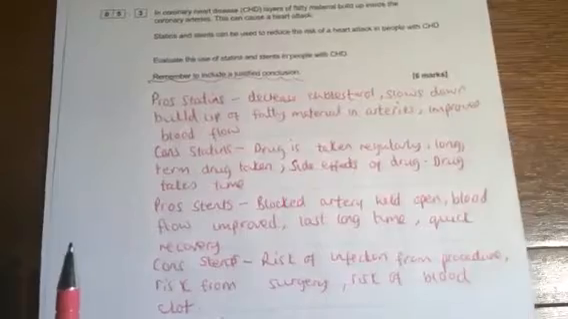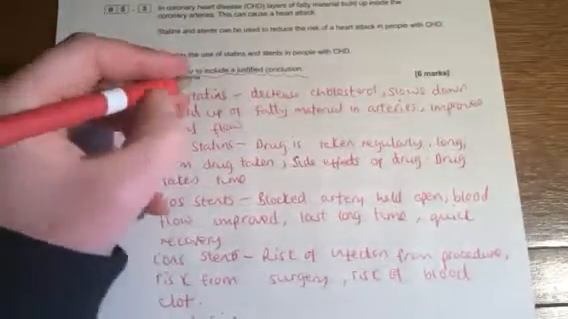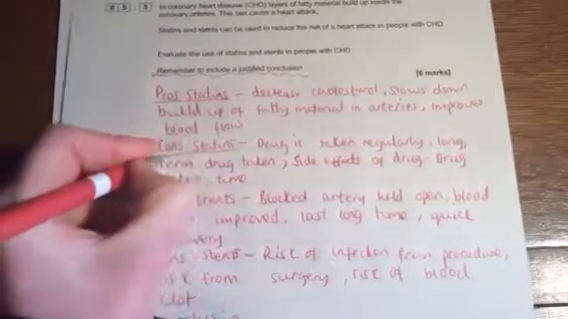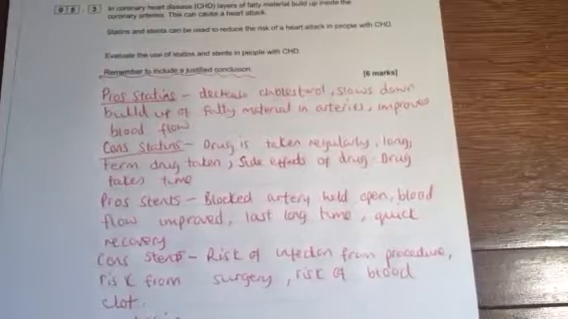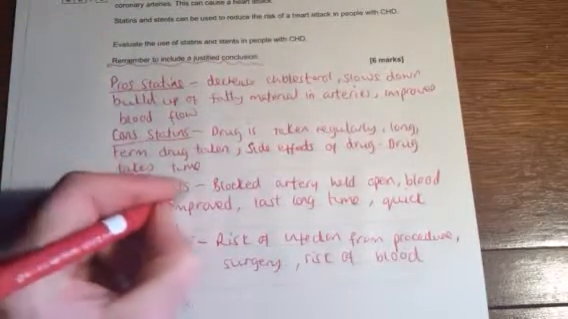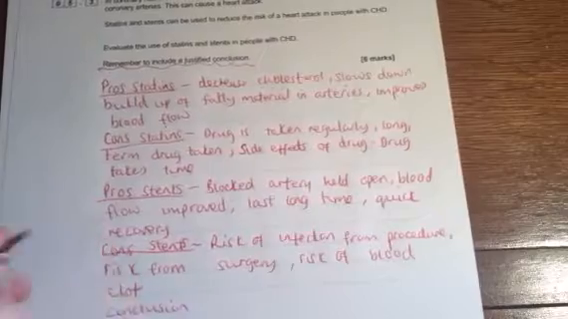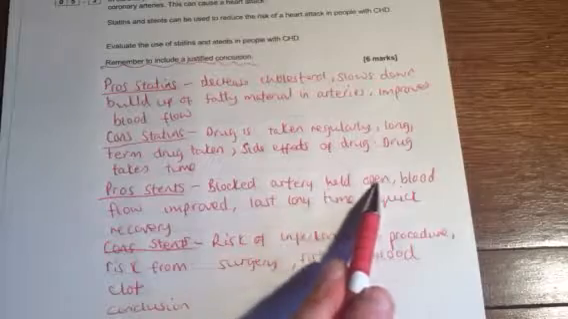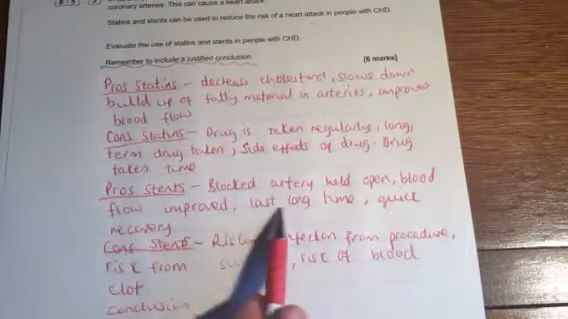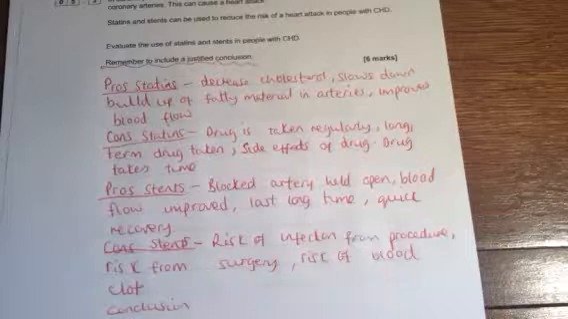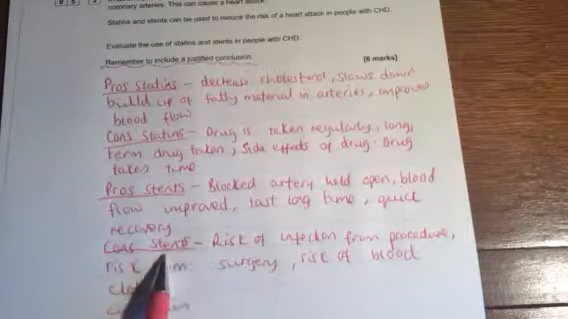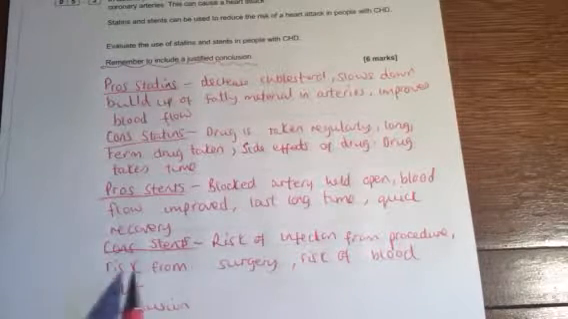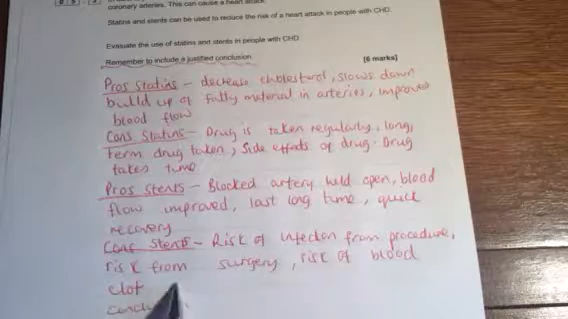Now, the way that I like to lay these out is make it really clear. So these are my pros or my advantages. These are my cons or my disadvantages. And because we've got 2 things, I had to do it twice. So, pros of stents. We've done stents, haven't we? Blocked arteries are held open, blood flow is improved, they last a long time, you have relatively quick recovery. Cons or disadvantages of stents: there is a risk of an infection from the procedure, there's a risk from the surgery, there's a risk of a blood clot.